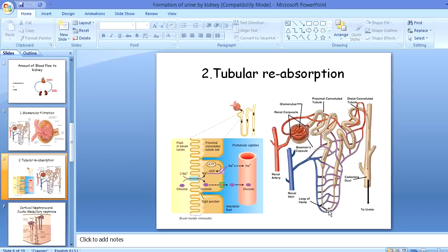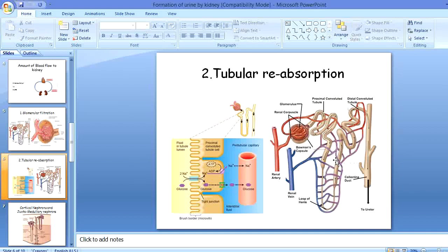So when it reaches over here, round about 90% of water is reabsorbed from this filtrate, because of the high osmotic pressure around, because of the high concentration of solute in the cells around this loop of Henle. And this water will be absorbed into the capillaries. So this will go upward.